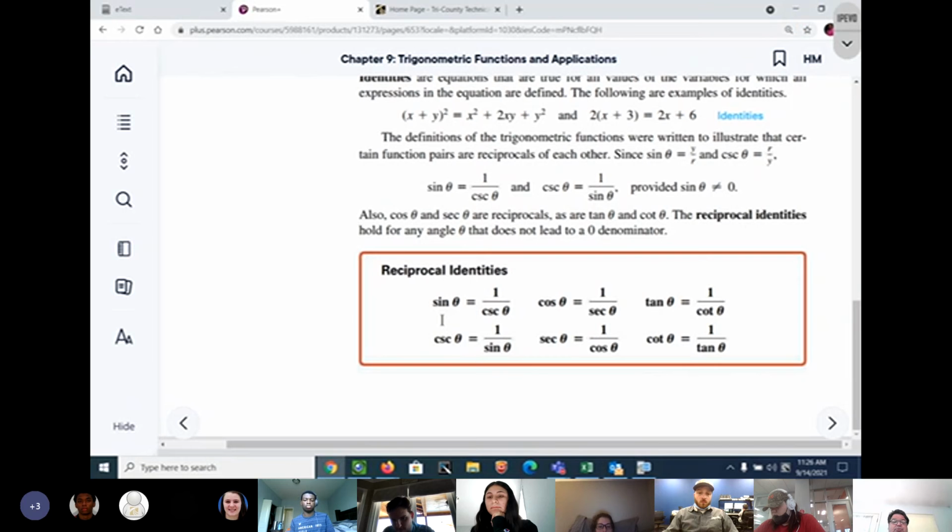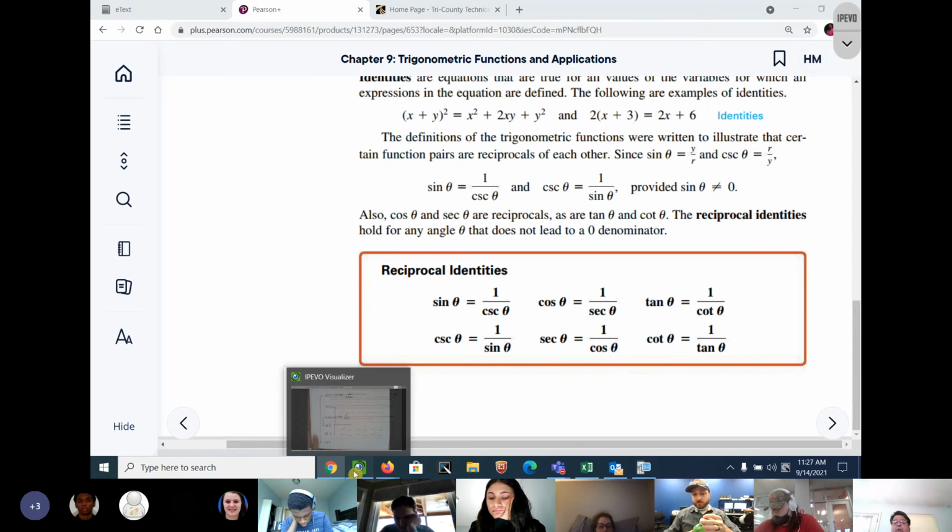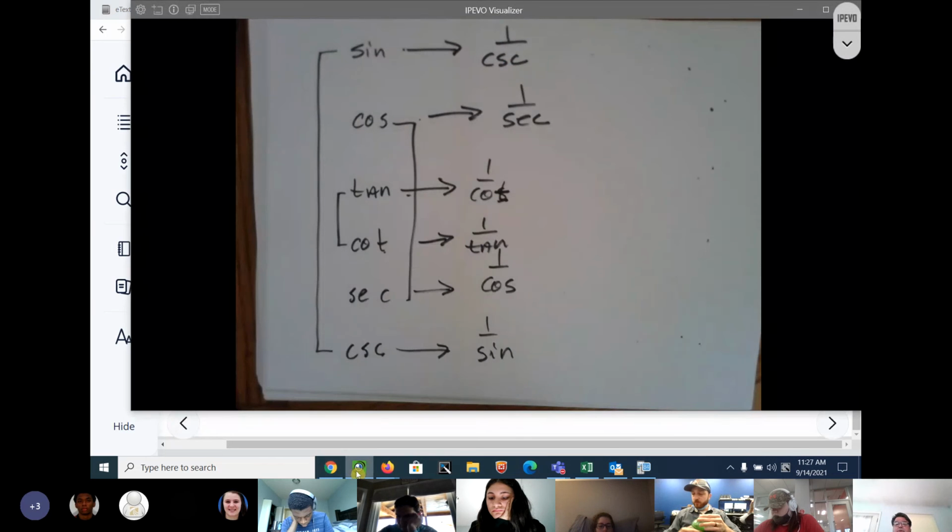Sine is equal to 1 over the cosecant. The tangent is equal to 1 over the cotangent. Oh, sorry, not cosine, cosecant. And the cosecant, what is the cosecant equal to? It's equal to 1 over the sine. And the secant is equal to 1 over the cosine. And the cotangent is equal to 1 over the tangent. And the cosine is equal to 1 over the secant. So I hope you don't have to memorize those. You just do it like that.